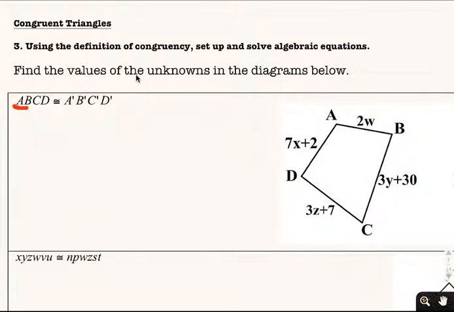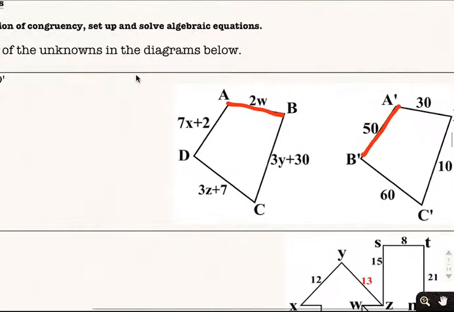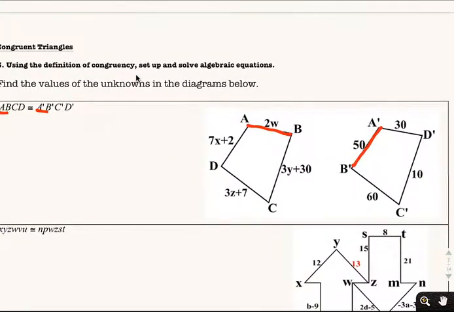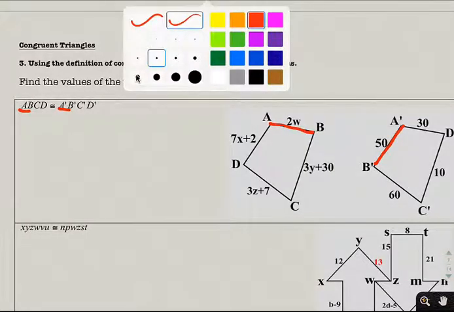My congruency statement tells me that AB corresponds to A prime B prime, which means that 2W corresponds, in this particular case, to 50. Tricky, right? Yeah, it was. So 2W goes to 50 in this case because it's not the way the picture looks. It's the congruency statement that I was given, because nothing is assumed to be to scale.